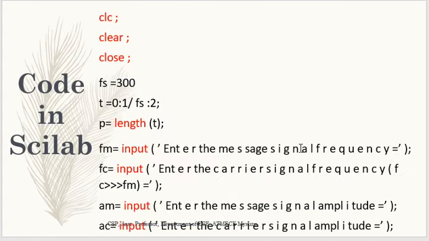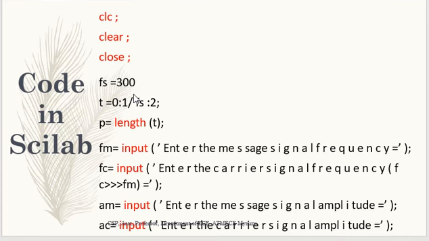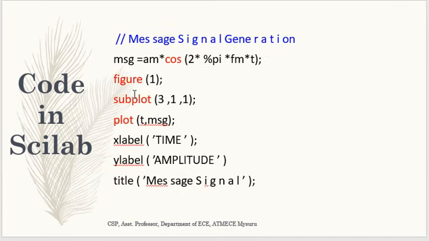Next, we'll see the Scilab code. CLS stands for clear the screen, and whatever content was there will be cleared and closed. Fs is the sampling frequency, which I am going to consider as 300. Why? Because I have the equation for the message, m(t) = Am cos(2π fm t). Here fm has to be known and Am has to be defined.